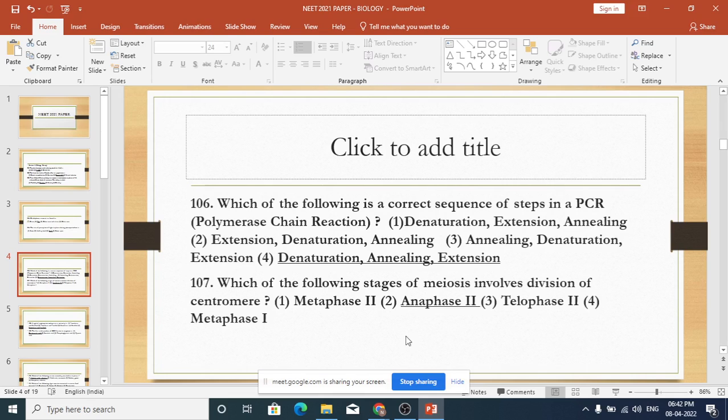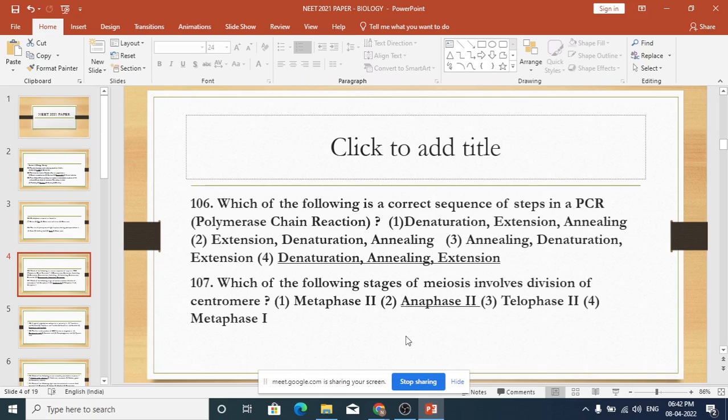Which of the following stages, 107. Which of the following stages of meiosis involves division of centromere? 11th or 12th? 11th, sir. So what is the answer? The answer given in the key is anaphase 2.